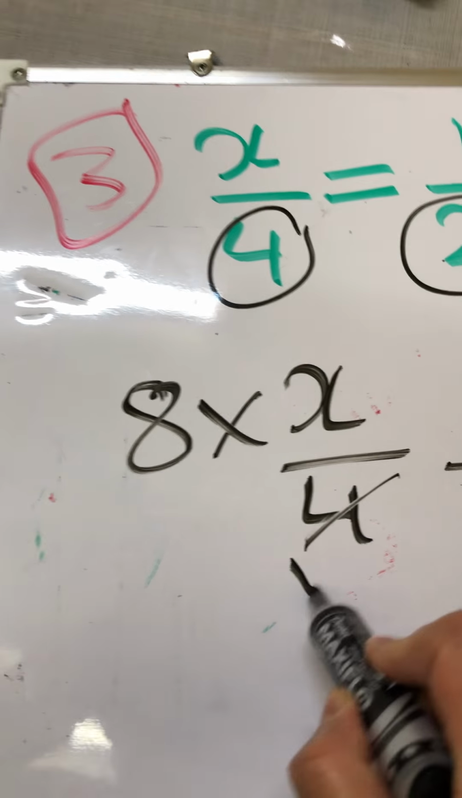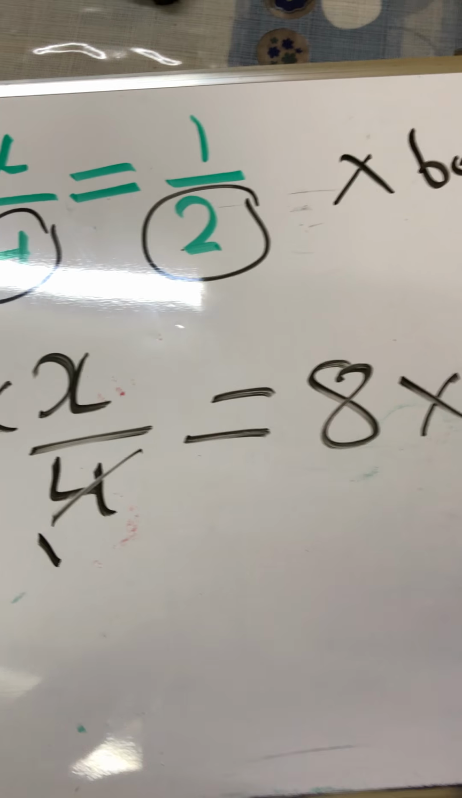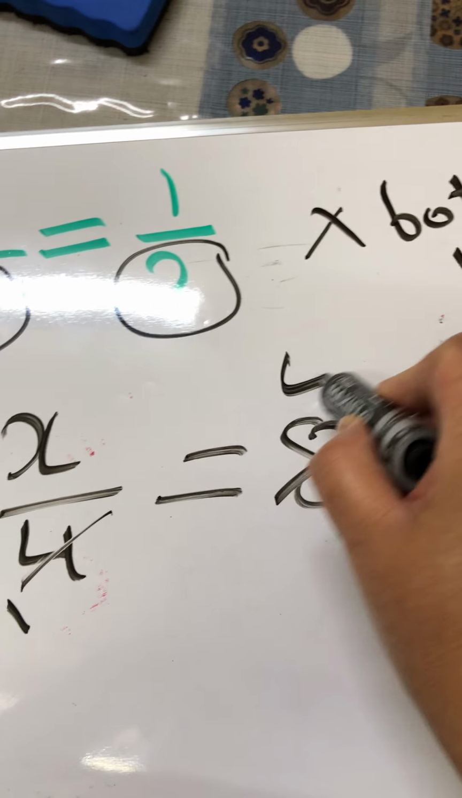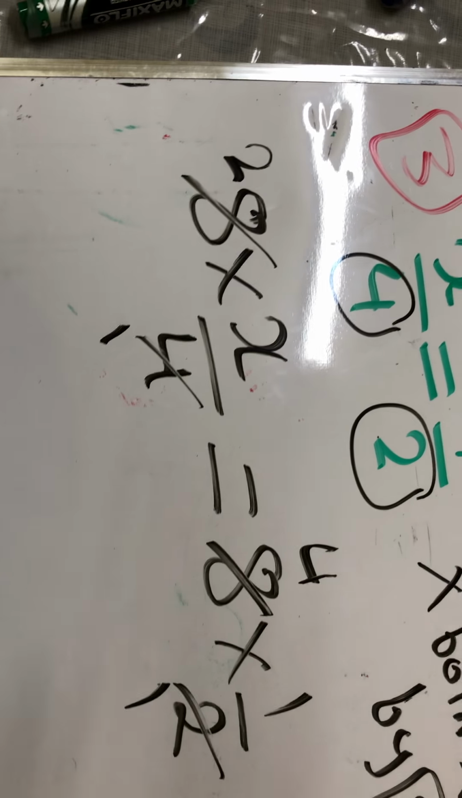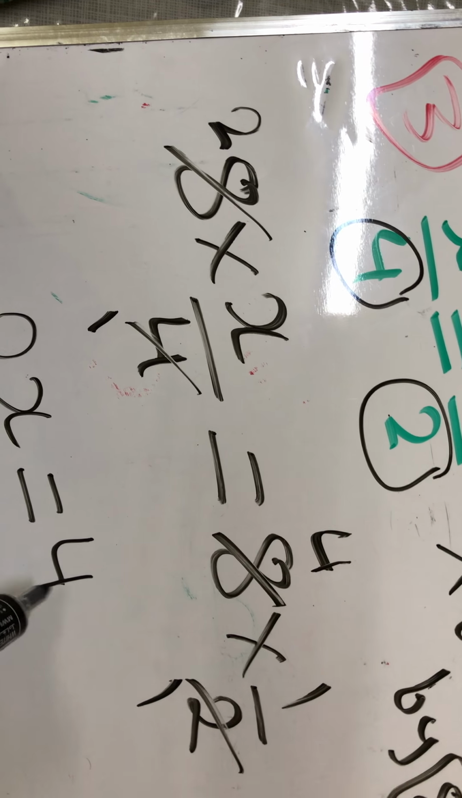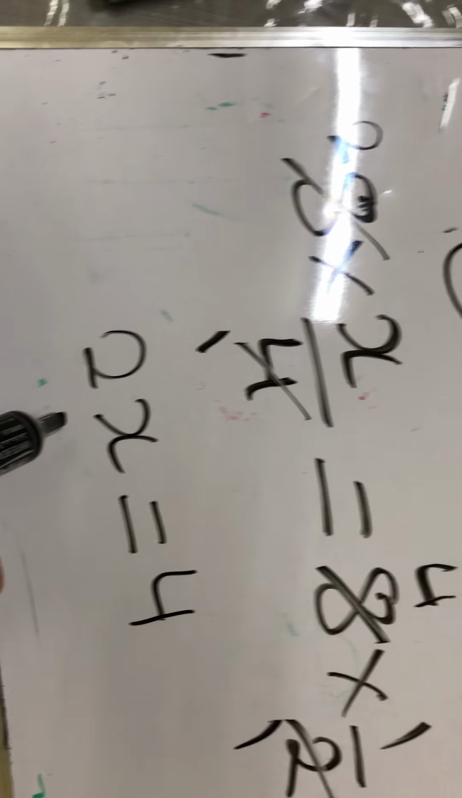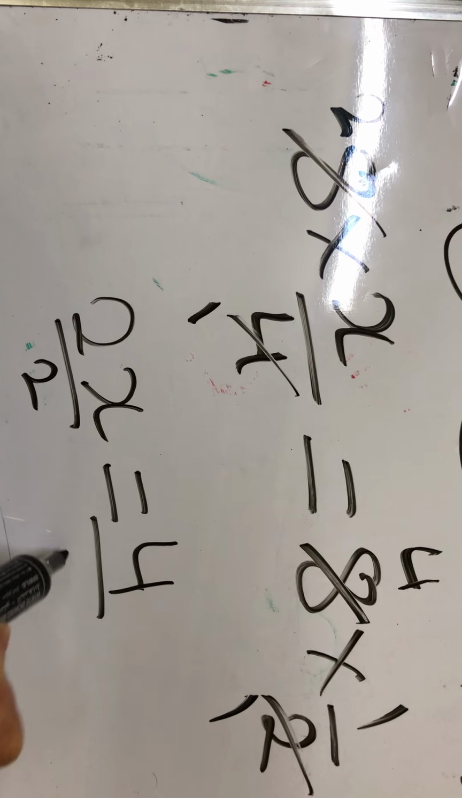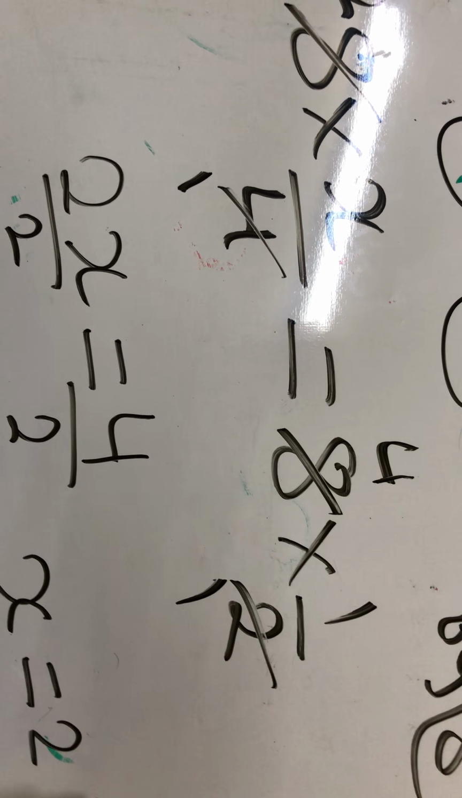I can divide here by 4 equal 1, by 4 equal 2. Divide here by 2 equal 1, by 2 equal 4. So what I have now? I have 2x equal 4. Divided by 2 both sides. So x equal 2.